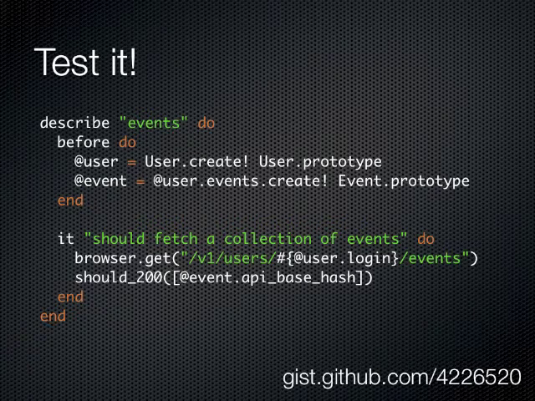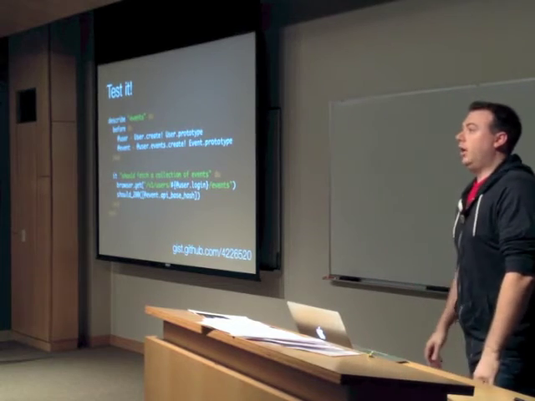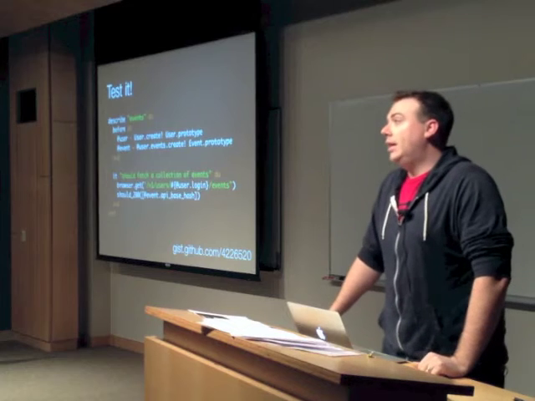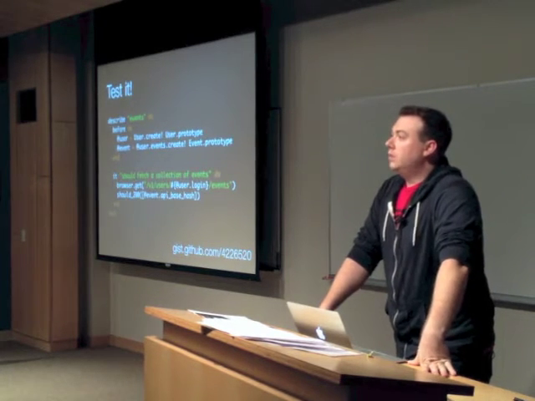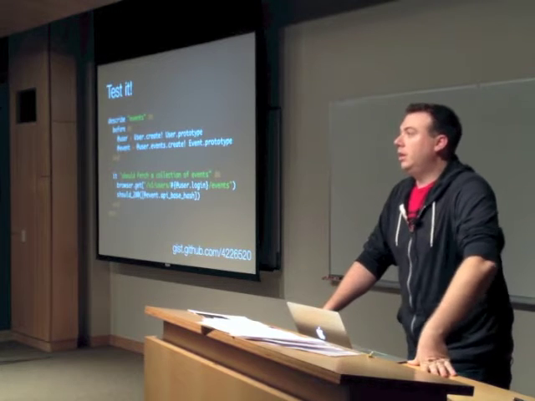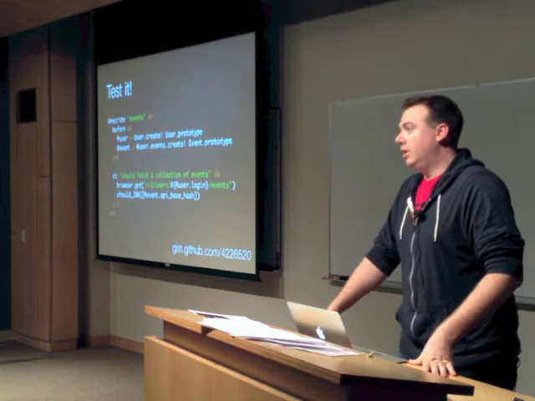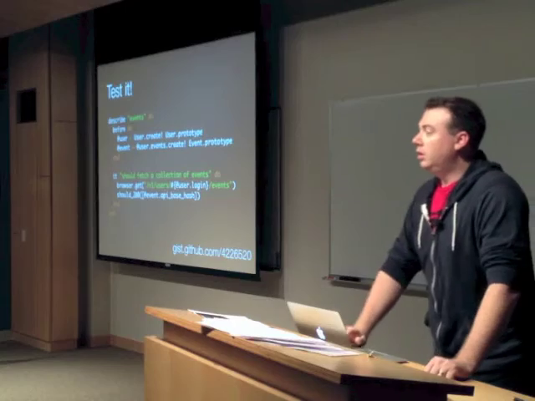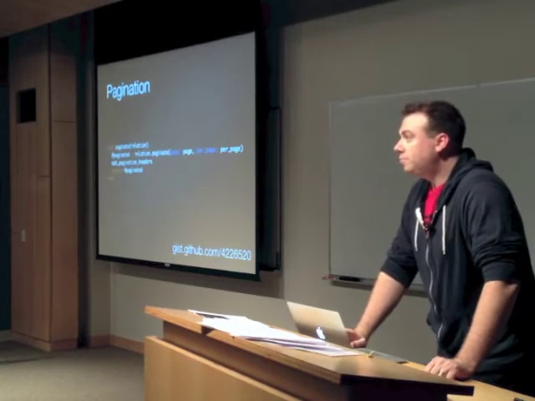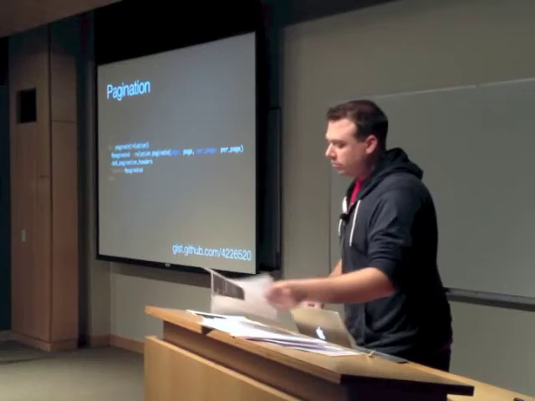The test would look like this. Create a user object, create an event object, do a get to that user's events endpoint on the API, and it should 200 with an array containing that event's API base hash. If you created more, obviously it would have more in there.